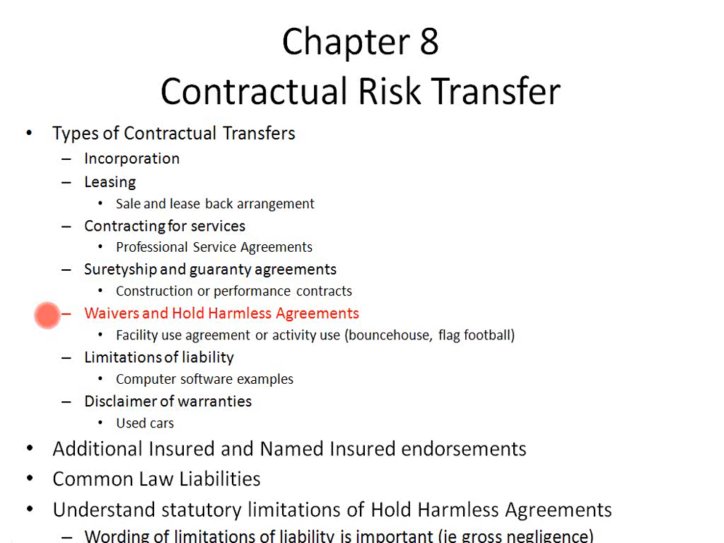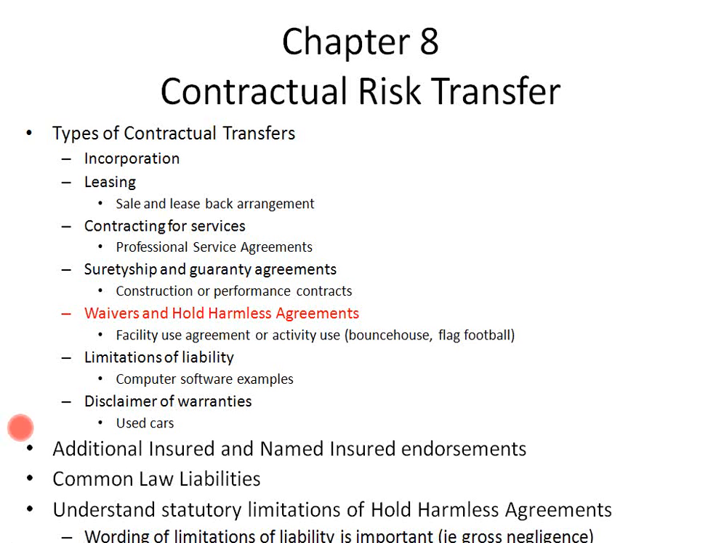We want to make sure under this chapter you know the different types of contractual transfers, in the list that we have at the very beginning. But notice I did highlight waivers and hold harmless agreements. If anything where you're going to probably get questions, it's going to be on the waivers and hold harmless agreements, and possibly the disclaimer warranties area or limitations of liability. Those are probably the three. The reason why waivers and hold harmless agreements is because they're so common. We see them actually every day, and so you want to make sure you understand what the limitations of those are, and what does that mean when you have a hold harmless agreement? What does it actually do?